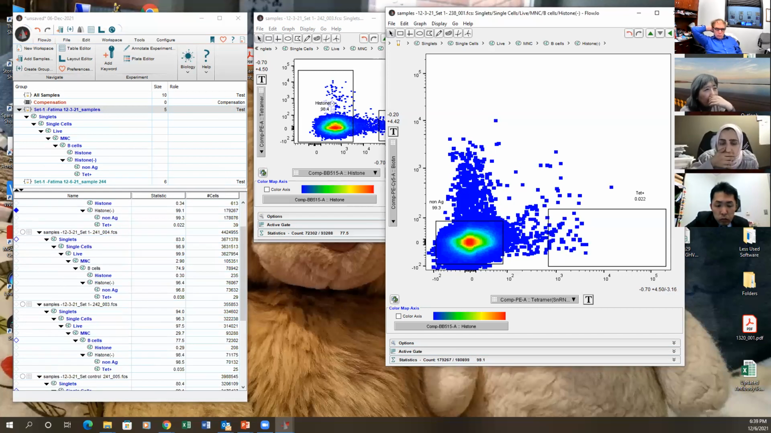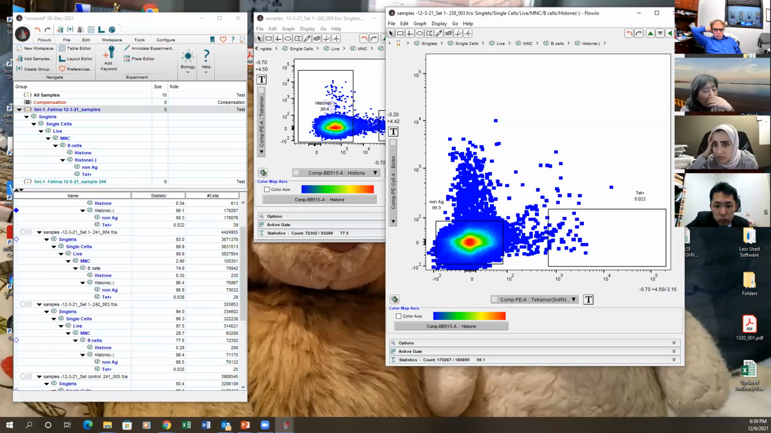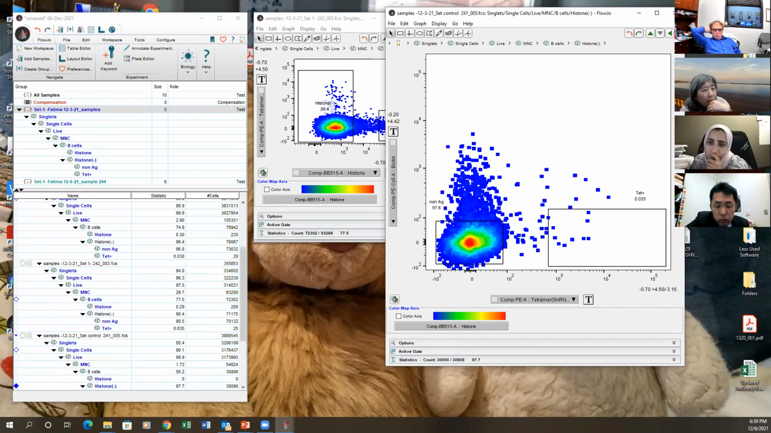Right, so this allows us to get more, since the non-specific is just two cells, really two cells, whereas now with the specific, we increase this. But 241, it's all non-specific. So I would not use 241 for any, right?